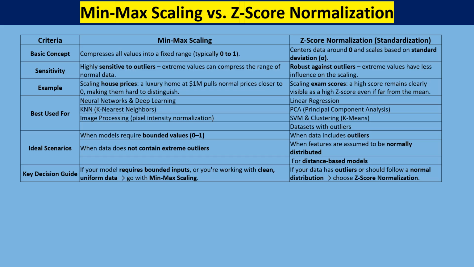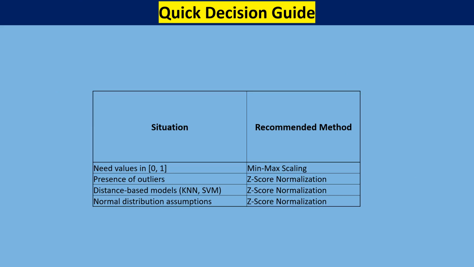Key decision guide. If your model requires bounded inputs and you are working with clean, uniform data, go with min-max scaling. Ask yourself: does the model require bounded input? If yes, min-max. Does the data have outliers or need to follow a normal distribution? Then go with Z-score. Also, for clustering and nearest neighbor algorithms, Z-score is useful and works more effectively. Quick decision guides.